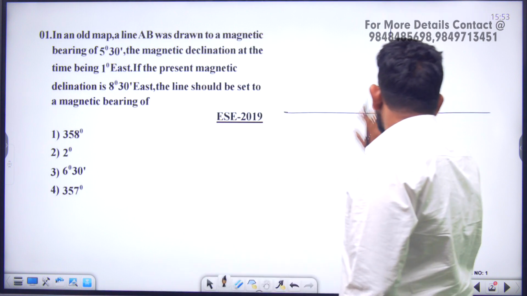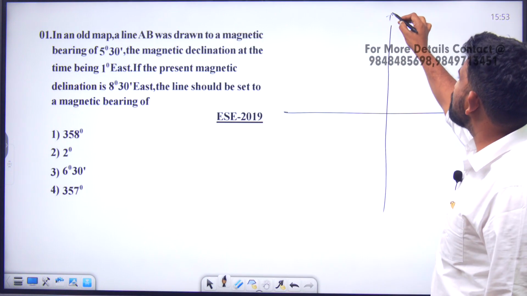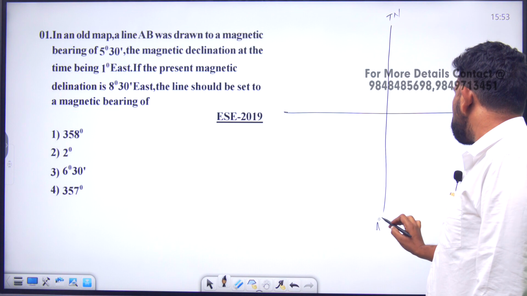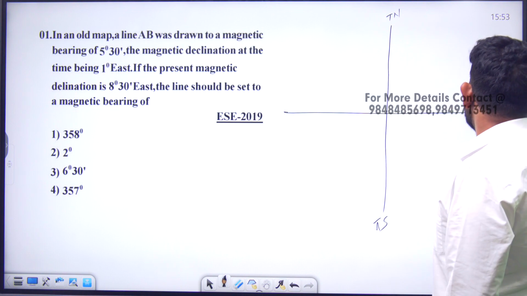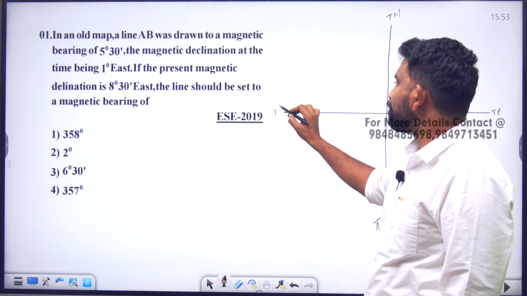Now, the lines that are drawn here are nothing but the true meridians. I will be calling this true north, this is true south, this is your true east, and this is your true west.